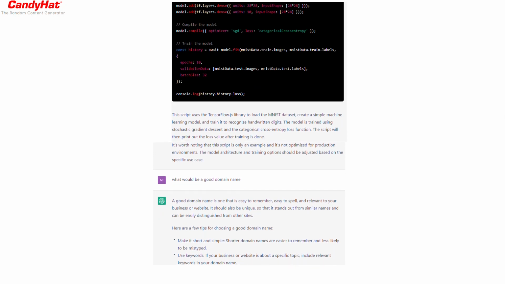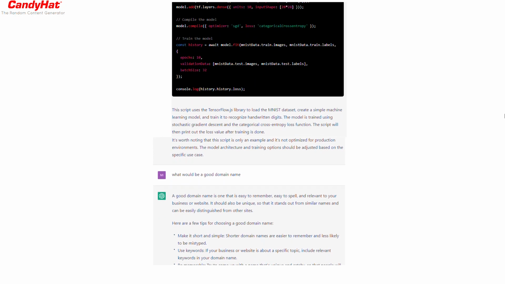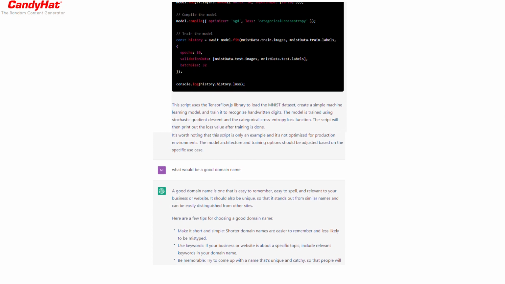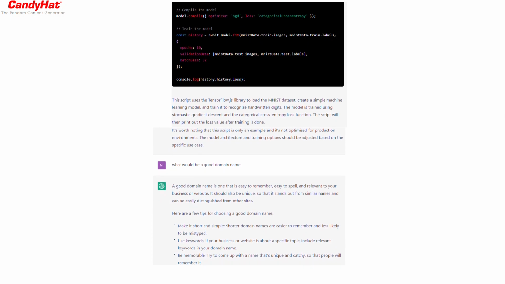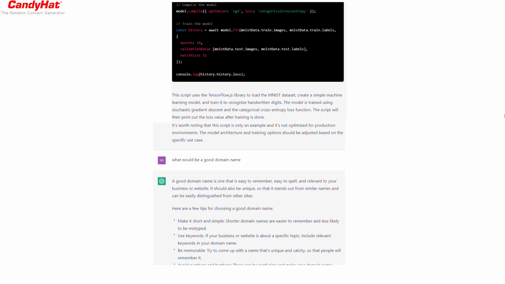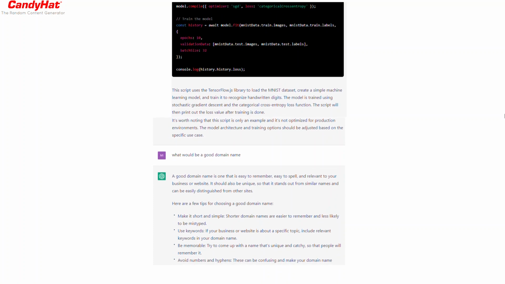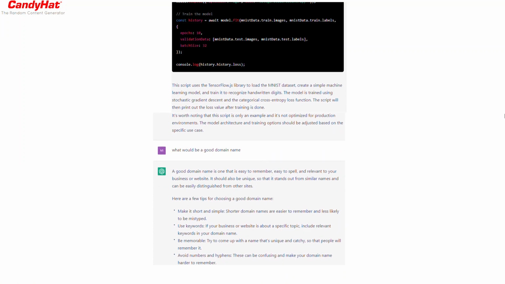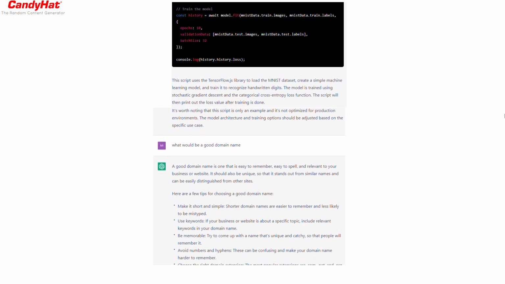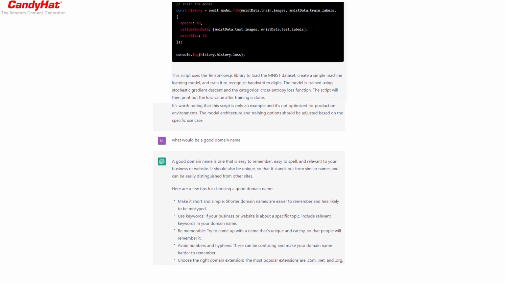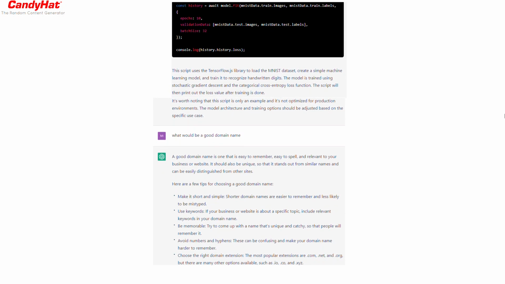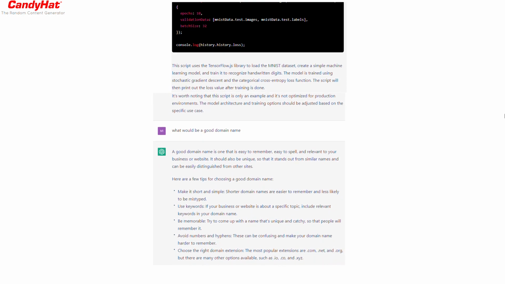The model is trained using stochastic gradient descent and the categorical cross-entropy loss function. The script will then print out the loss value after training is done. It's worth noting that this script is only an example and it's not optimized for production environments. The model architecture and training options should be adjusted based on the specific use case.